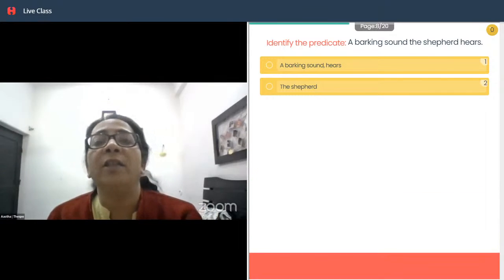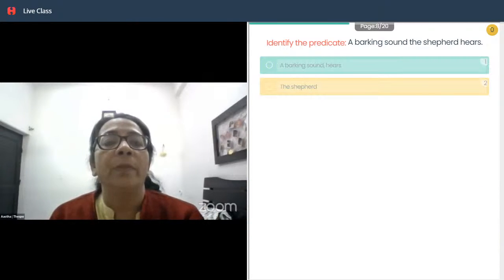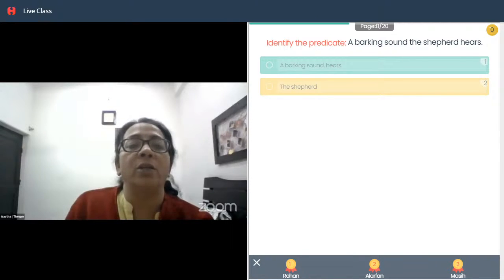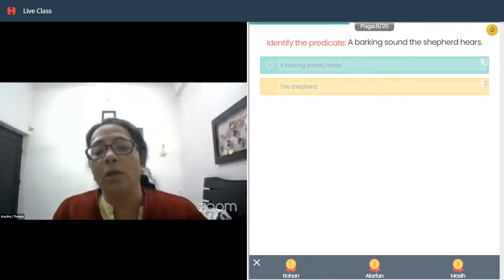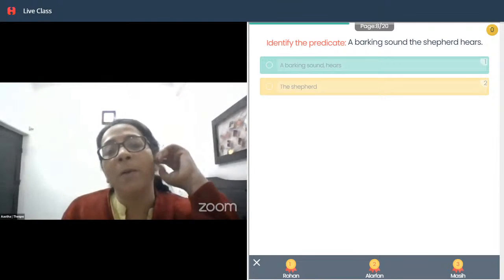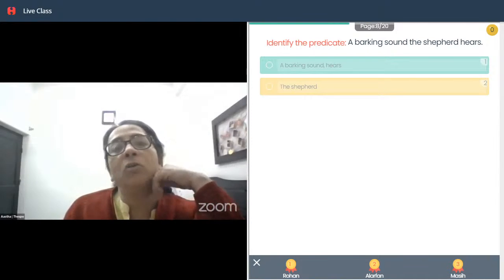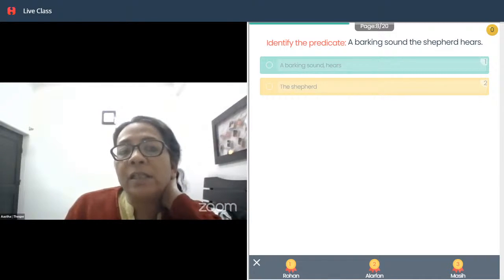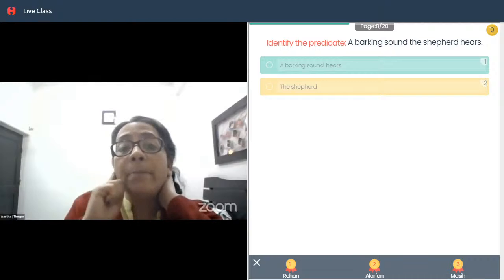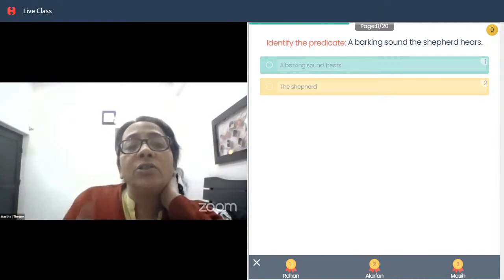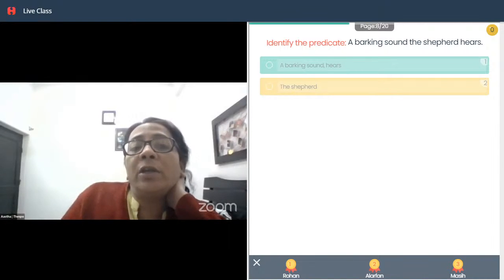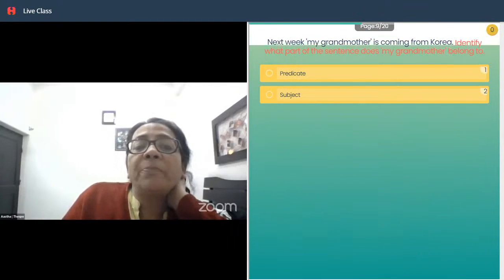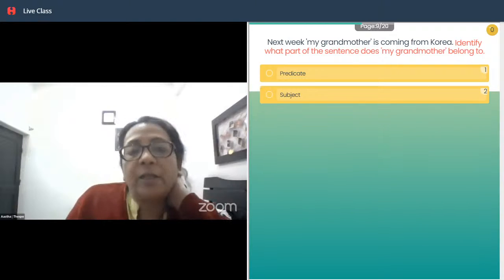Next, identify the predicate here. A barking sound the shepherd hears. A barking sound hears the shepherd. Who is the right one? Yes, absolutely. Mobin, again, that's a confusing part of it. You should check what this sentence is actually talking about. A barking sound the shepherd hears. A barking sound. Who is hearing? The shepherd is hearing. So what are we talking about here? Who becomes my predicate? A barking sound. The shepherd here, the shepherd is my predicate.